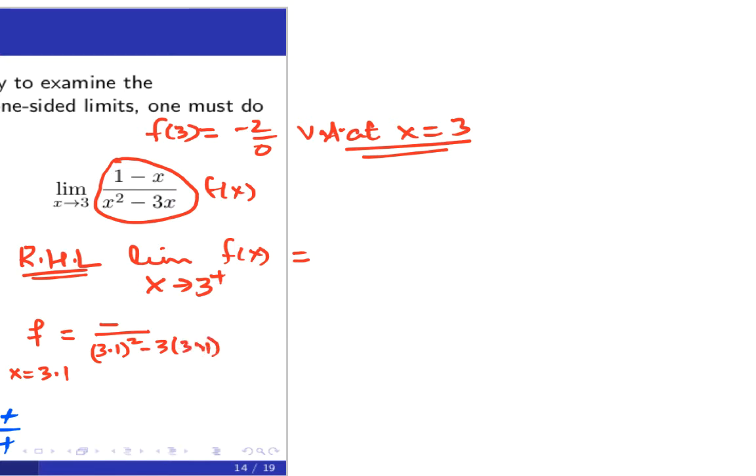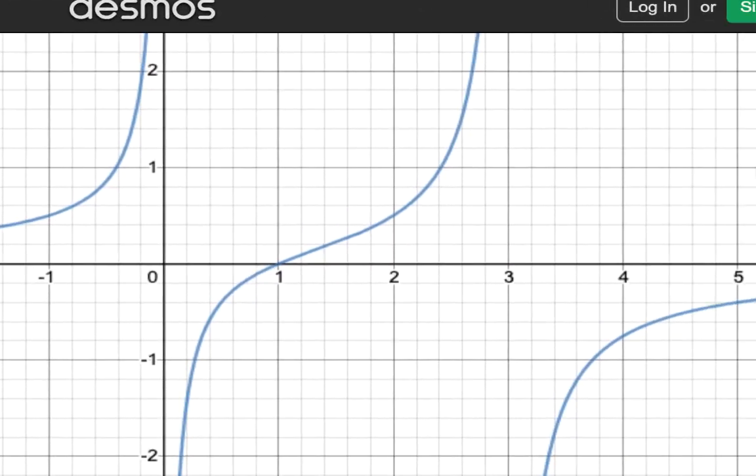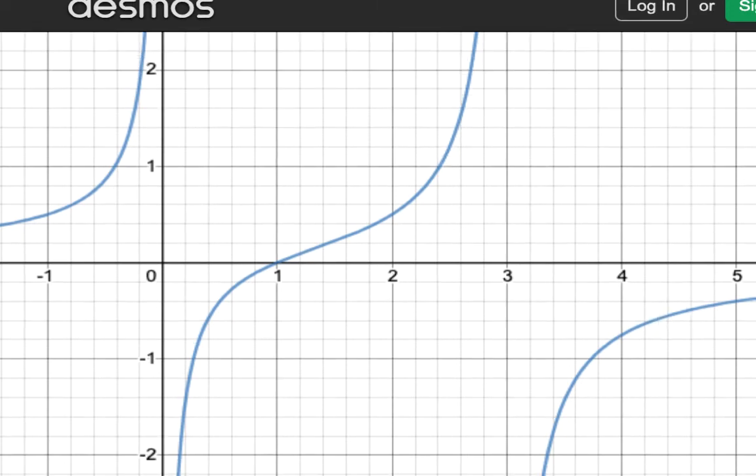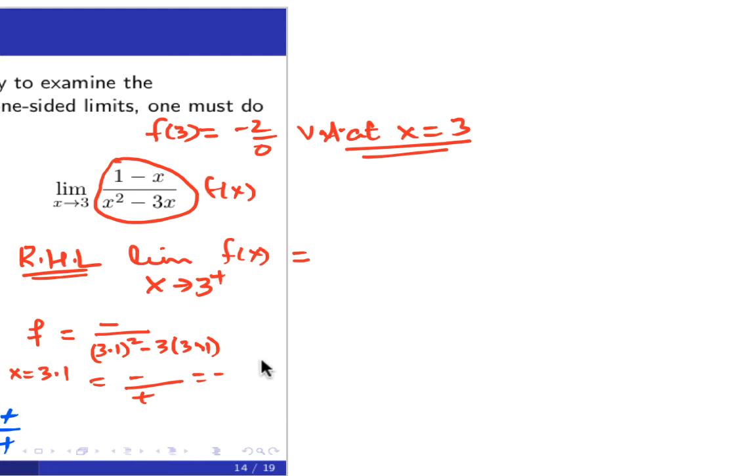So quickly guys, take your calculators and see whether it's positive or negative. What we're getting here is a negative over a positive, because this is 9.61 minus 9.3. So basically it's positive. And we also knew from looking at the graph, when you're coming from the right-hand side to 3, the function is decreasing without bound. And also, our math shows it's negative infinity. So the right-hand limit is negative infinity.